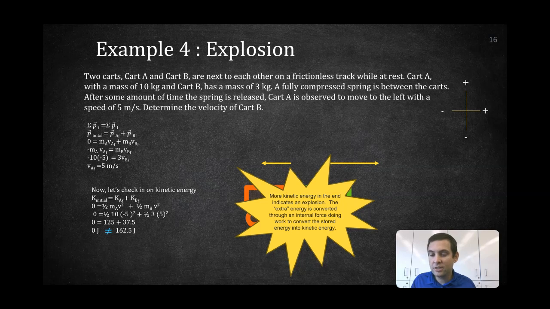The extra energy is converted through an internal force doing work to convert stored energy into kinetic energy. In this case, the energy was stored within the spring. It could be that there's chemical potential energy being stored. If you have 2 people on ice and they push off of each other, that would be stored chemical energy.